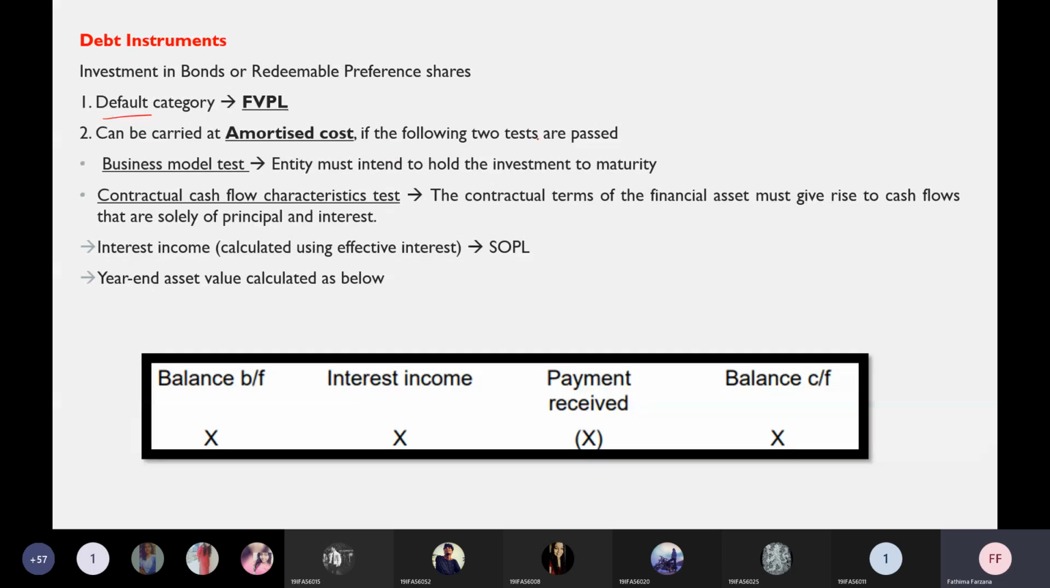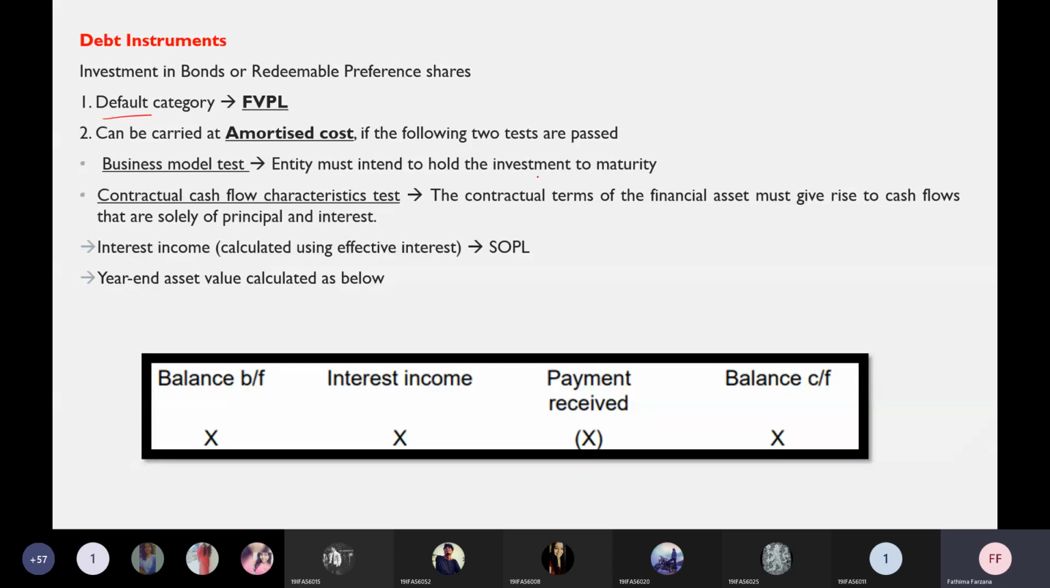So what are the two tests any instrument has to pass? The first one is the business model test. What is the business model test? The entity must intend to hold the investment to maturity, a long time. Till the time of maturity, you should have an intention to hold the investment. Then we'll call it that the particular asset passed the business model test.